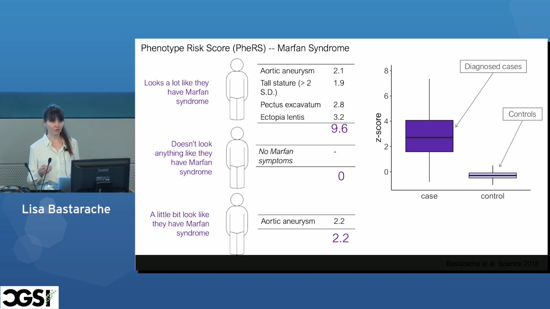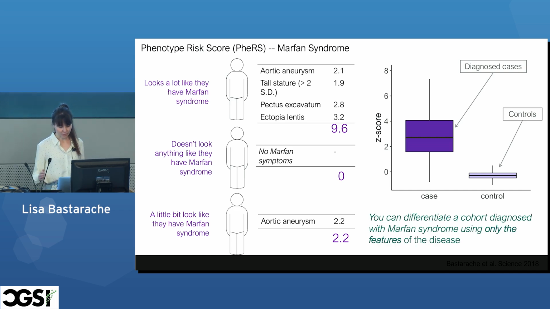Then we did a lot of positive controls with the phenotype risk score, or PRS, where we just asked, okay, when you look in a large population and you find individuals who are affected by Marfan syndrome, do they have a higher phenotype risk score than unaffected controls? And the answer is yes, reliably so. These disorders really do leave a phenotypic imprint, and this imprint really can be recognized through this process.